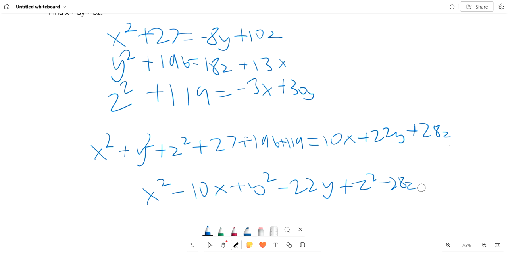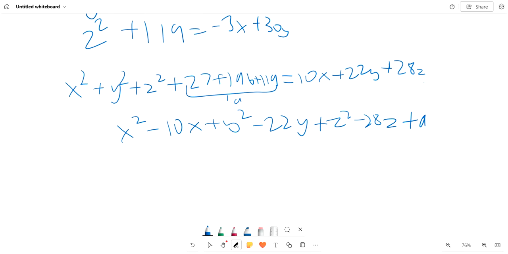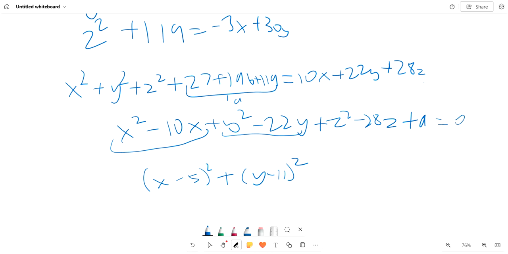Well, I don't really care about this, so we can just set all of this as, let's say, A, because I'm too lazy to write it out. So then we see that if we just had a plus 25 conveniently lying there, we could turn this into x minus 5 squared. And same thing with here, if we just had a 121, we get y minus 11 squared. And same thing with the z, if we just had a 196 just like there, then also equals 0.